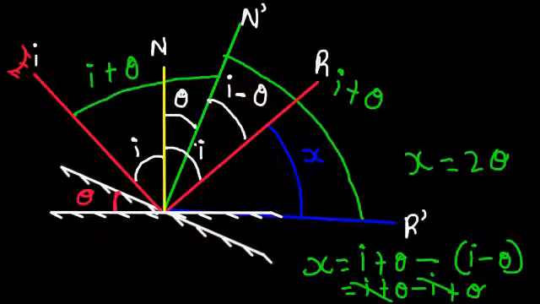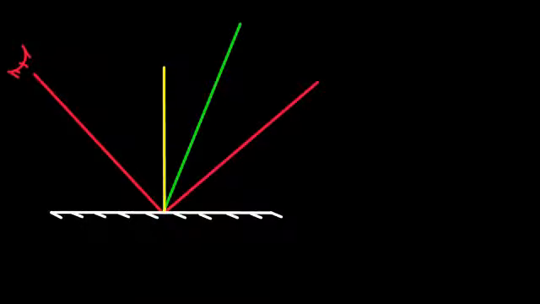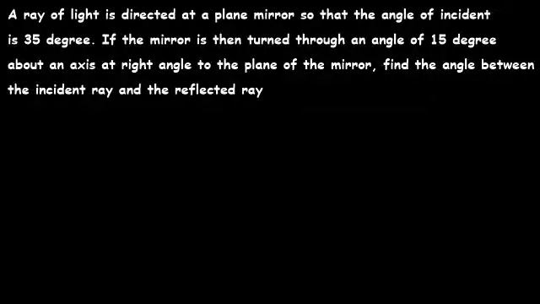Are we together? Perfect. Now, to apply this into good use, let's consider an example. Example number 1. A ray of light is directed at a plane mirror so that the angle of incidence is 35 degrees. If the mirror is then turned through an angle of 15 degrees about the axis at right angle to the plane of the mirror, find the angle between the incident ray and the reflected ray.